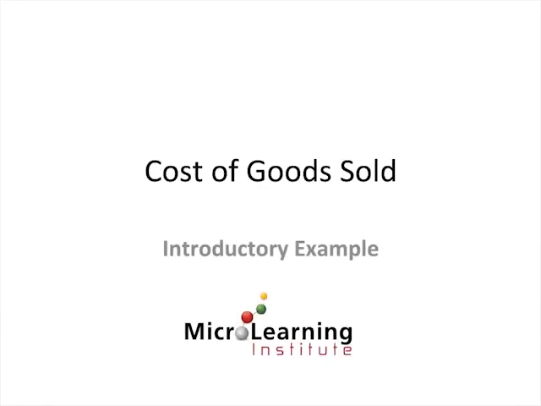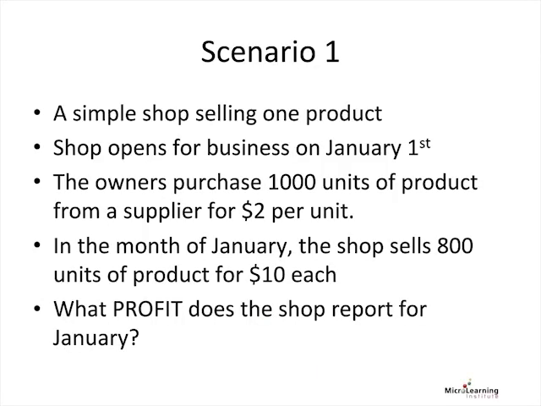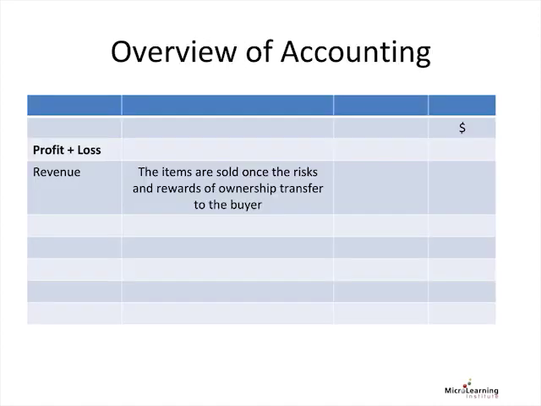This short tutorial demonstrates how the cost of goods sold is calculated in the profit and loss statement. To demonstrate this, take an example of a simple shop selling one product. If the shop opens for business on January 1st, the owners purchase 1,000 units of product from a supplier for $2 per unit. In the month of January, the shop sells 800 units of product for $10 each. What profit does the shop report for the month of January?